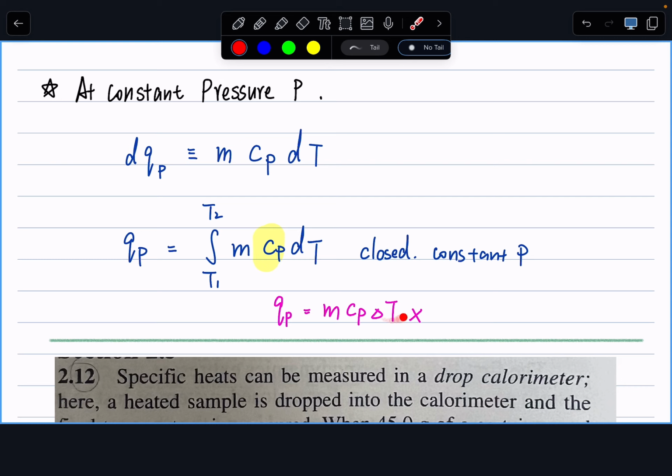So if you think about why this one is false, this one basically says you can take Cp and mass out from the integral and treat them as constants, right? But the fact is our specific heat, even at constant pressure, our Cp is a function of temperature, right? So you cannot directly take it out unless we specify Cp is a constant independent from temperature.